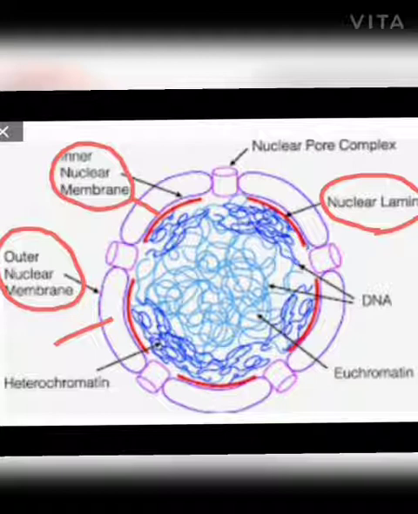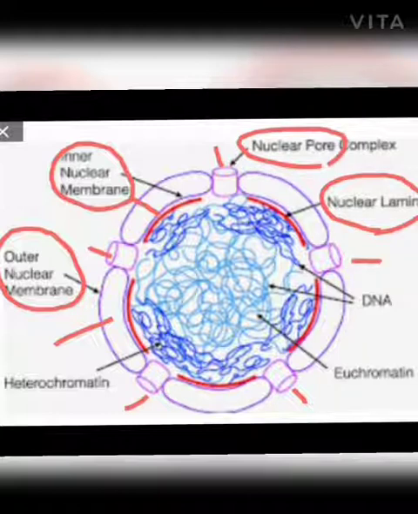Then in the nuclear membrane we can see small openings, and these openings are called nuclear pores, which help in the transportation of substances into the nucleus and out of the nucleus. That is possible through the nuclear pore.